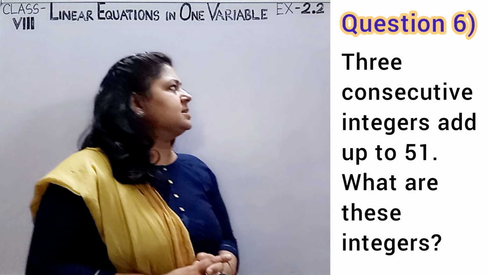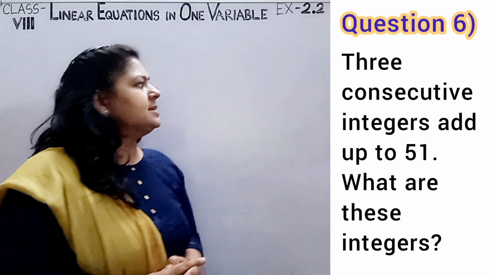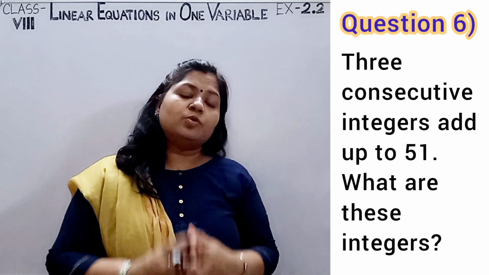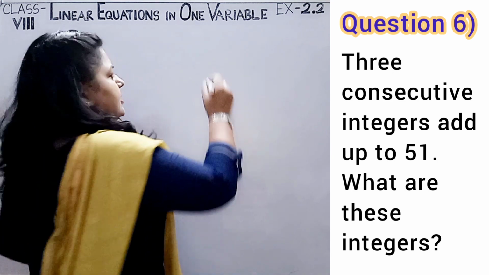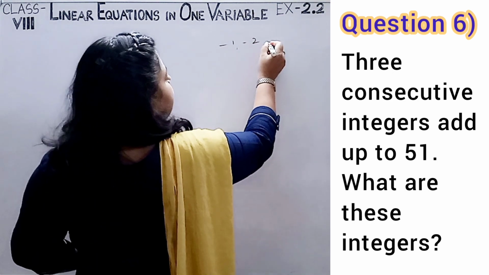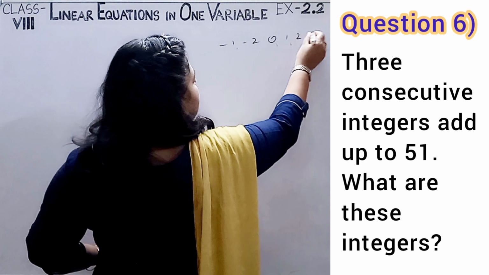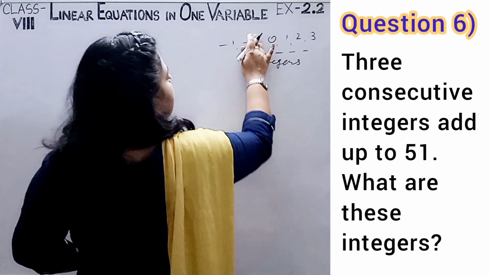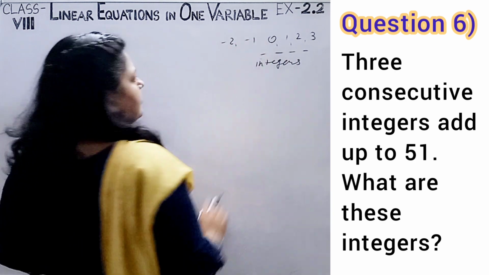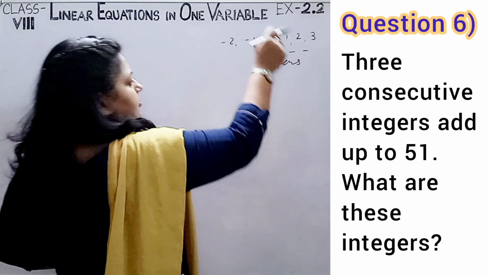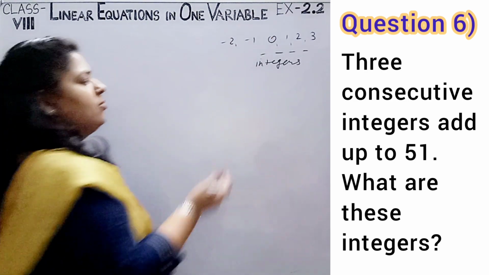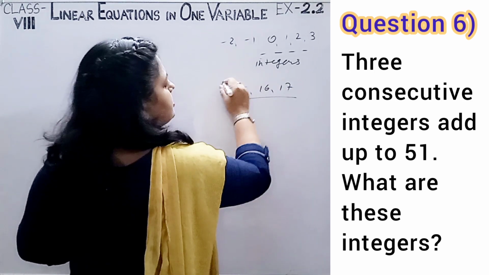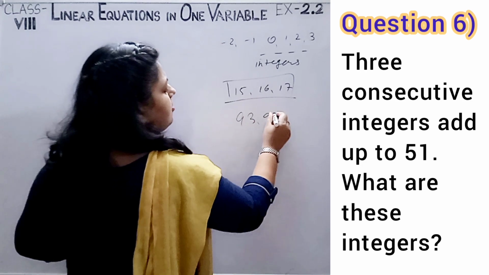Question number 6. 3 consecutive integers add up to 51. What are these integers? What is an integer? All positive and negative numbers including 0 are integers. For example, -1, -2, 0, 1, 2, 3, so all are integers. So here we have to find out 3 consecutive numbers. What are consecutive numbers? Suppose 15, 16, 17. These are consecutive numbers. 93, 94, 95.